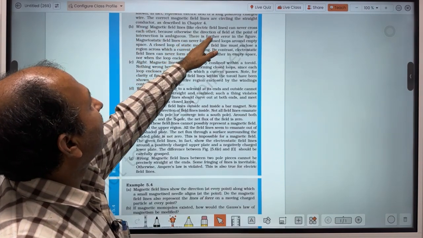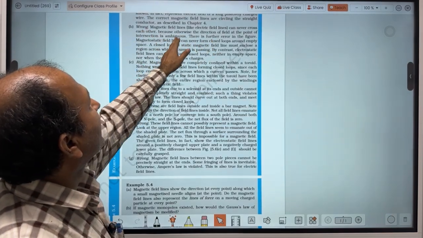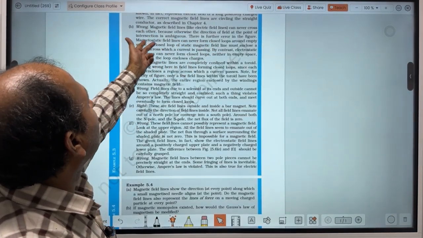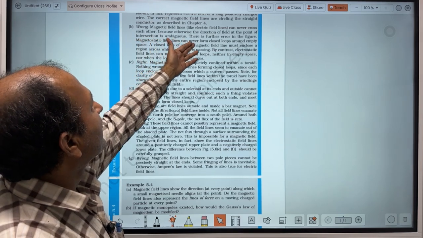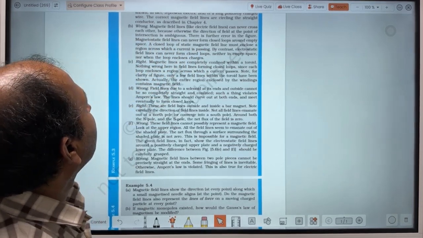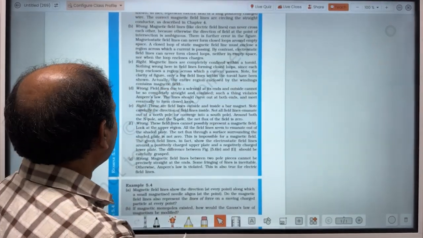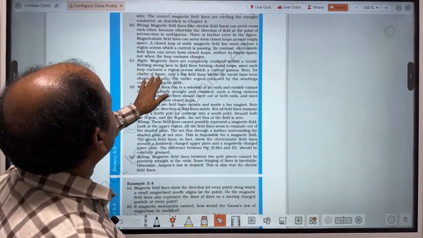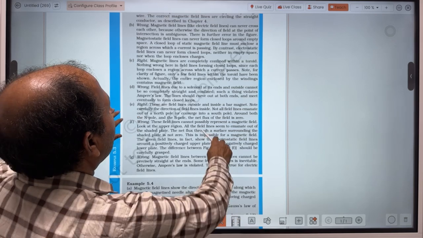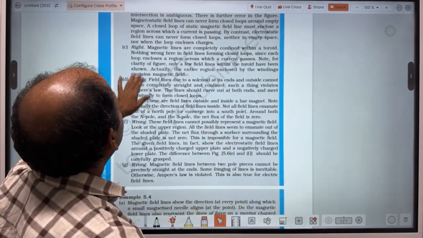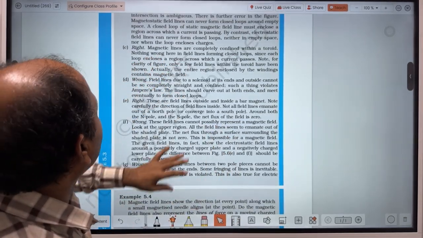Magnetic field lines, like electric field lines, can never cross each other because otherwise the direction of the field at the point of intersection will be ambiguous. There is a further error in the figure. Magnetic field lines can never form closed loops. There is a closed loop also in the diagram if you observe. So that is wrong. Here in this case, magnetic lines are completely confined within a toroid. That is correct. Nothing wrong here, you understand.